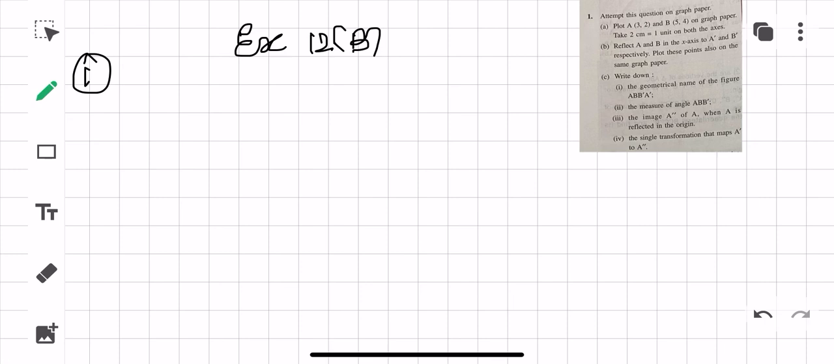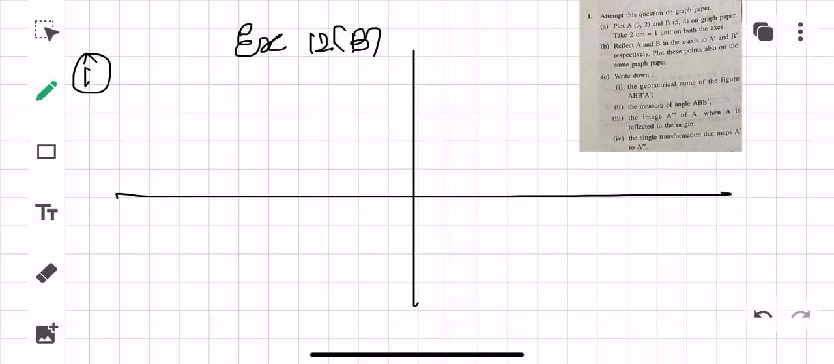If it's all plotting, then you know already, and whenever you are doing it yourself, you can try this out on the graph paper. The first question says plot A, this and this on graph paper. So suppose this is your graph paper, and you have to plot the point 3, 2. If you look at this, this is your point A, which is 3, 2.